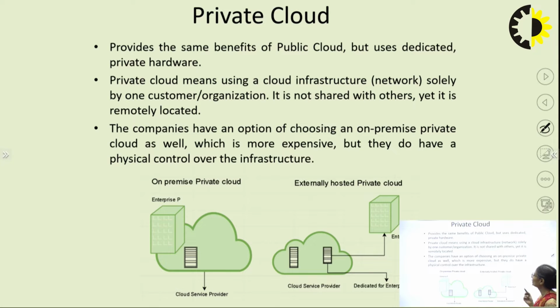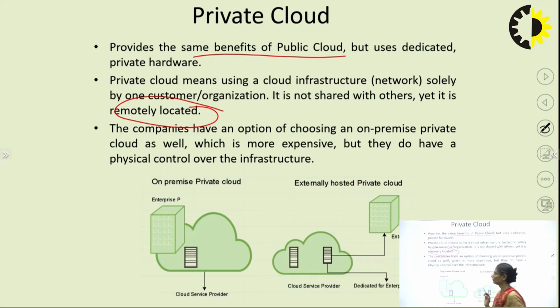Now the second model is a private cloud. It provides the same benefits of the public cloud, but they are dedicated to a single organization. That is, all the hardware and the platform or the services which are provided by the CSP can be availed only by a single organization. So a private cloud means using a cloud infrastructure or network solely by one customer organization. It cannot be used with others, yet it is remotely located.